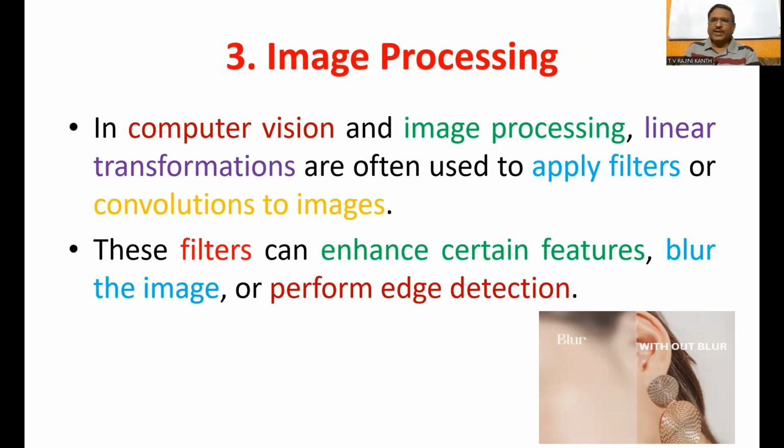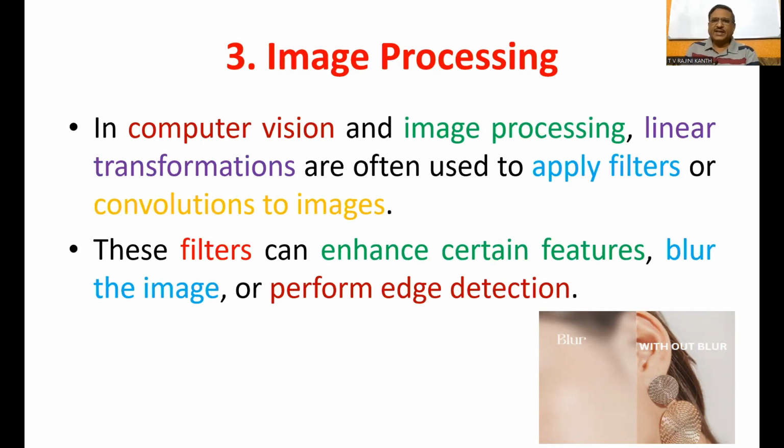So when do we go for image processing? If the image is blurred, if you look at this, part of the image is blurred and part of the image is without blur. To remove that, we need to apply various filtering techniques, various transformations, various image enhancement techniques, or convolution to images. Like that, many things we can apply.